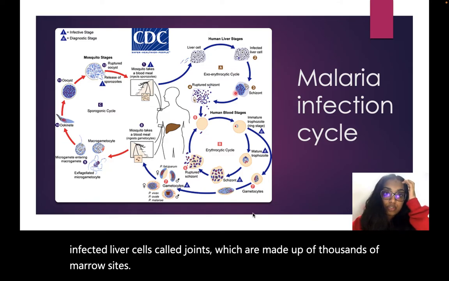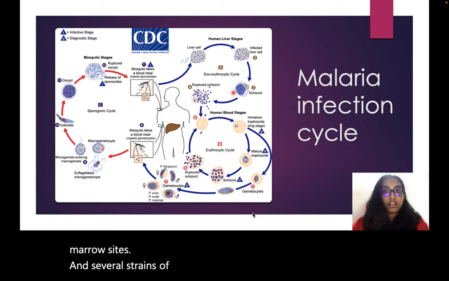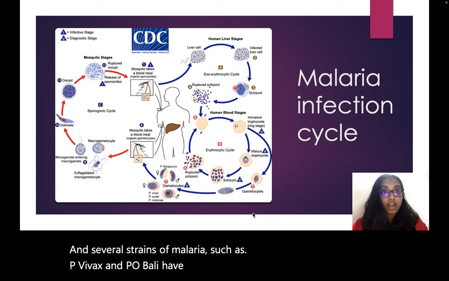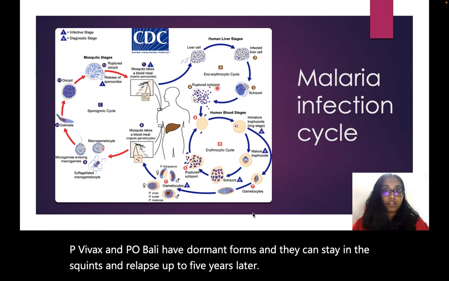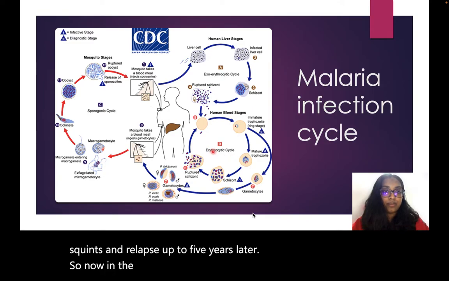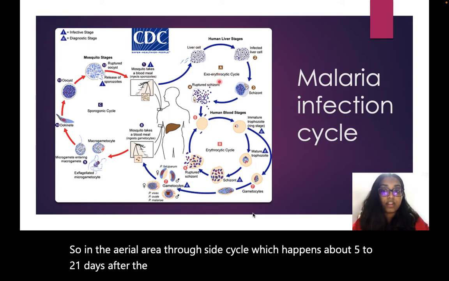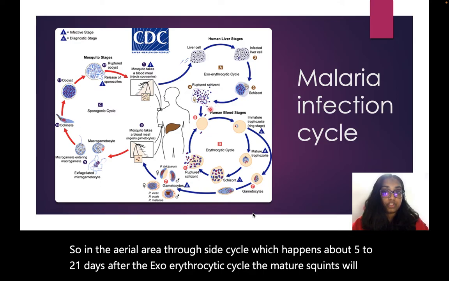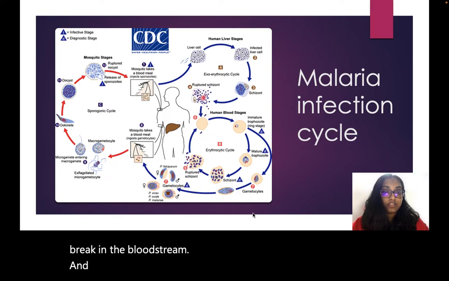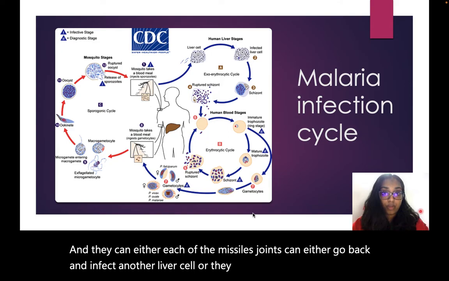And several strains of malaria, such as P. vivax and P. ovale, have dormant forms, and they can stay in the liver and relapse up to 5 years later. So now in the erythrocytic cycle, which happens about 5 to 21 days after the exoerythrocytic cycle, the mature schizonts will break in the bloodstream, and each of the merozoites can either go back and infect another liver cell, or they can infect a red blood cell.